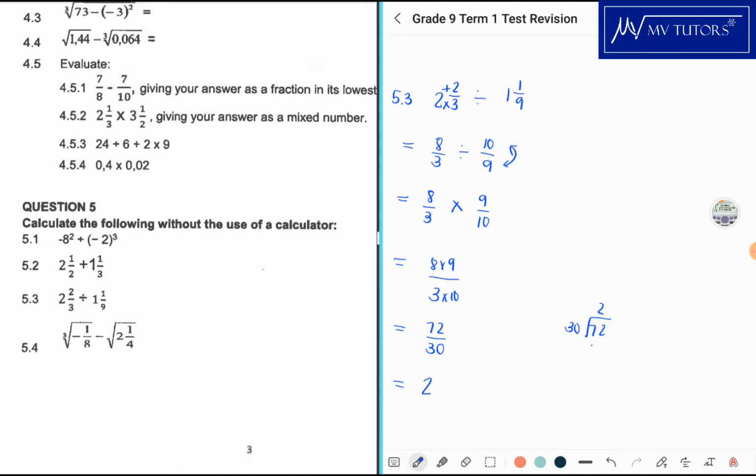Okay, it goes in twice. And what is the remainder? The remainder is 12. Please don't try to simplify this. The operation will change entirely. Okay, let me pause a bit.